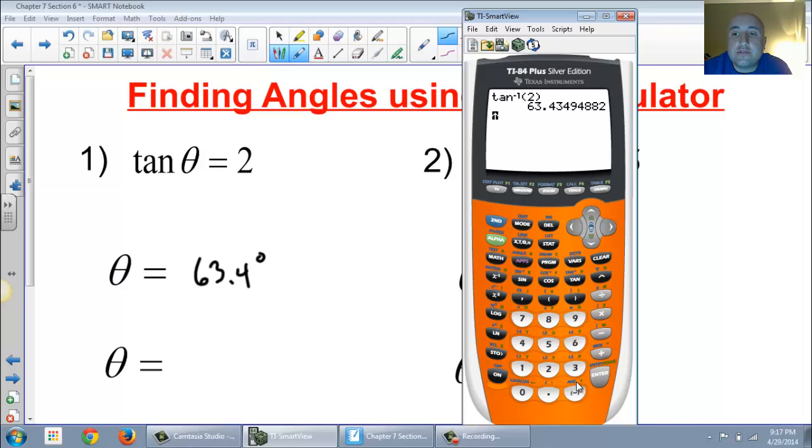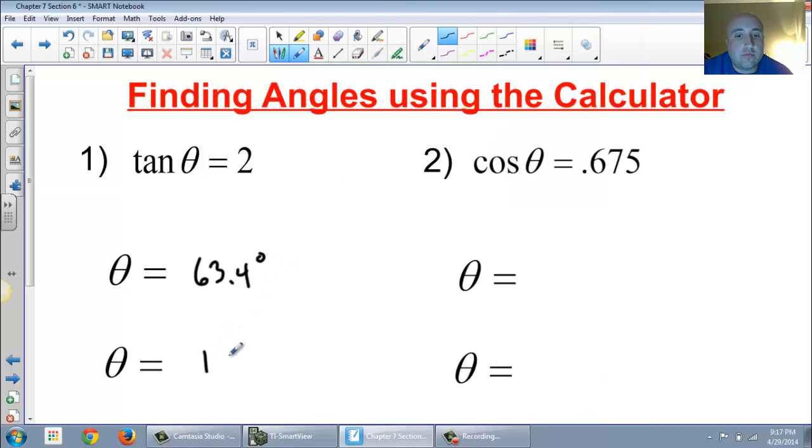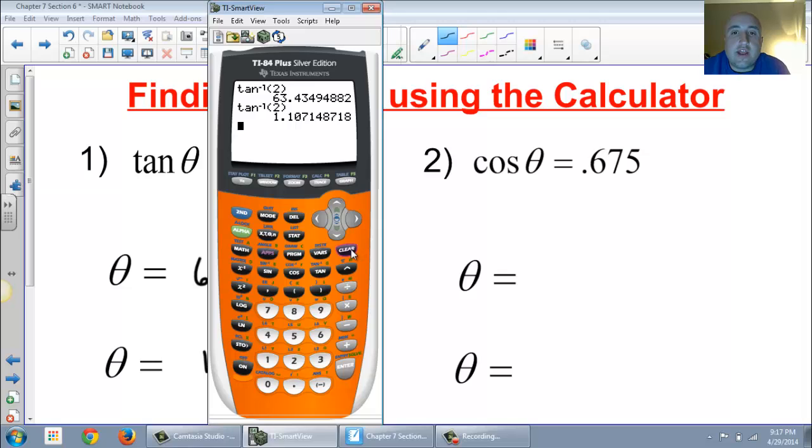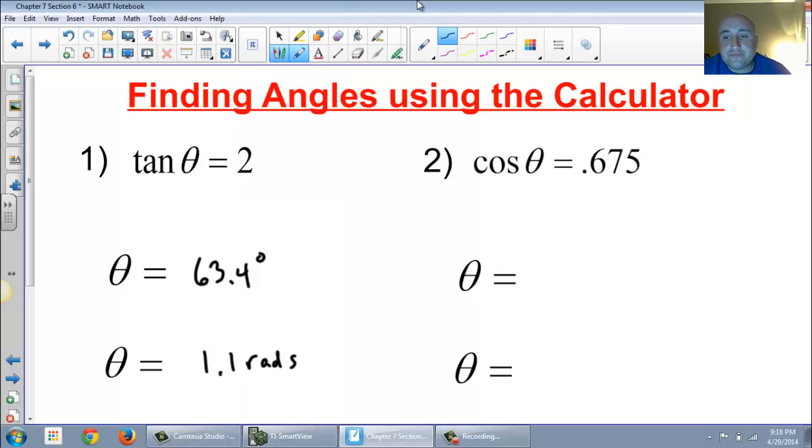So second tangent of 2, and it's 1.1 radians. This will do the same thing for the problem on the right here. Now let's do our radian measure for cosine, so I don't have to switch my calculator back. So second cosine of 0.675. This is going to tell us what angle has a cosine of 0.675. So 0.83 radians.